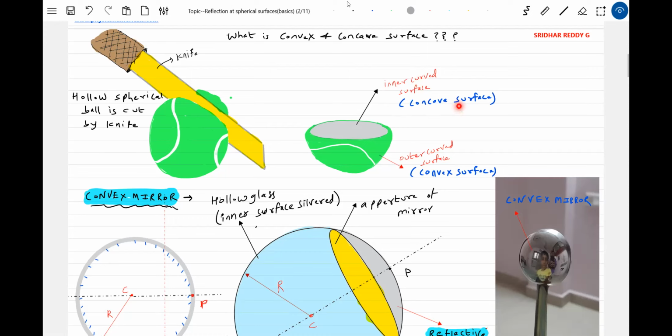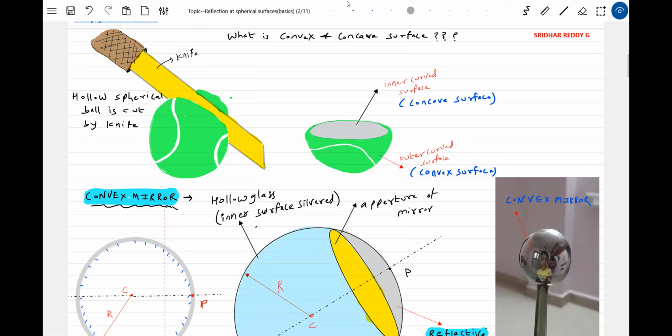Or you do one thing, you can take a lemon and cut it. The outer part, the yellow color layer of the lemon, will be the convex surface. The inner part where the fiber and juice are will become a concave surface. Watermelon, the same thing. You have to take out that red color edible part. So I'm just taking a tennis ball. If you cut it with a knife, the parts need not be equal. The inner curved surface will become the concave surface, and the outer curved surface is called a convex surface. Got the idea?